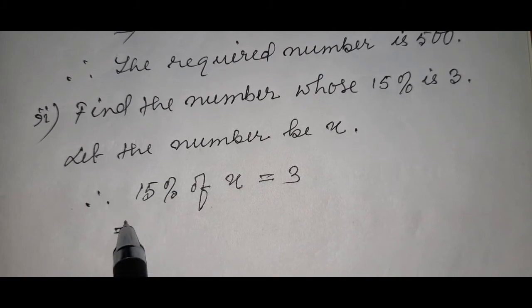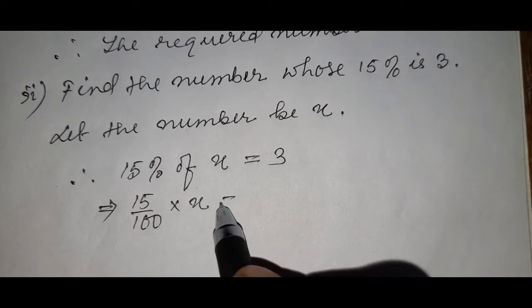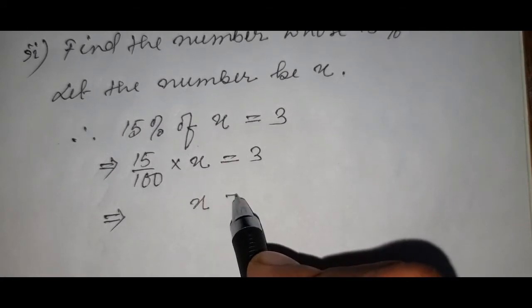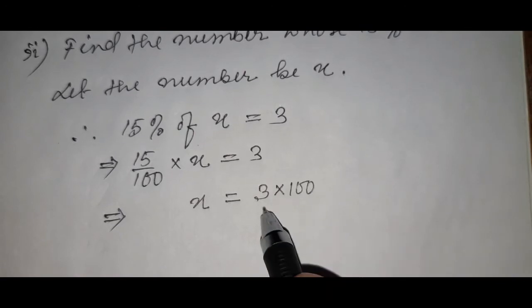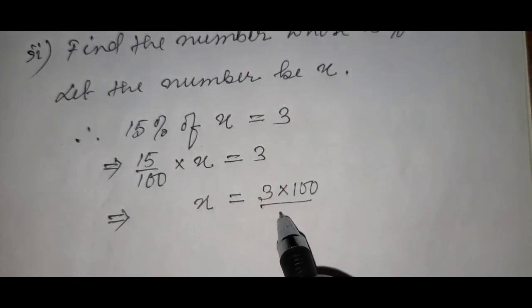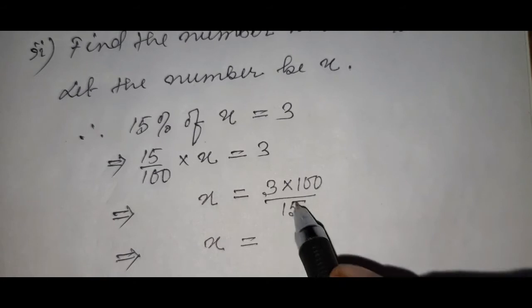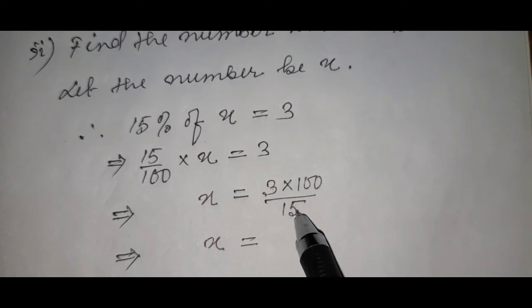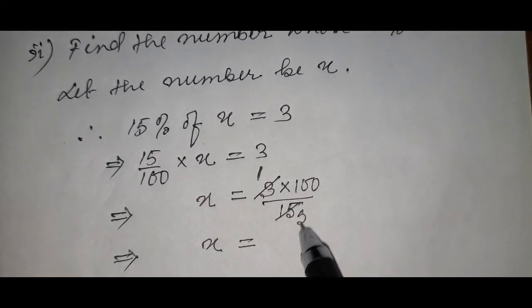Now you write here 15% is 15 by 100 into x. Again we're going to use the same shortcut that I have taught you in the previous question. So now this 100 I'm going to take up here, and this 15 I'm going to just take down here. Okay, so this is your shortcut. So now x is equal to, see, you can divide by 3. Both this 3 and 15 you can divide by 3. So 3 ones are 3, 3 fives are 15.